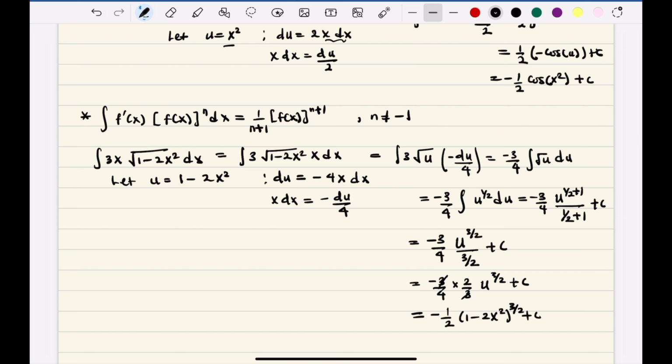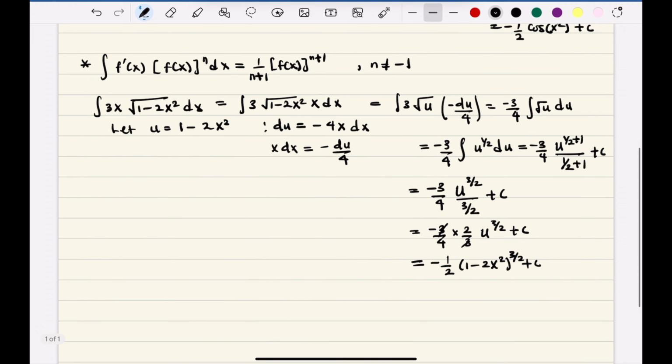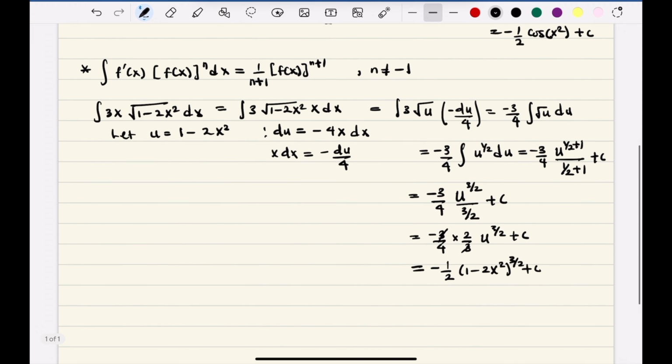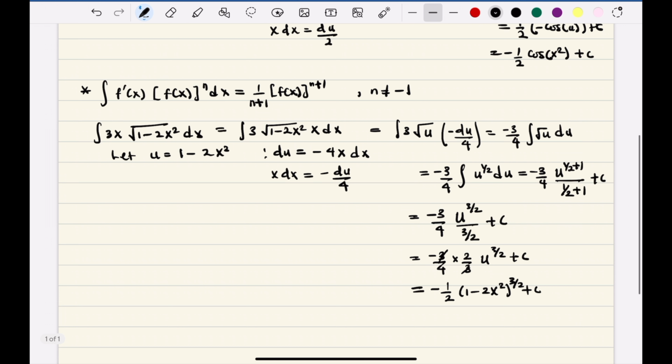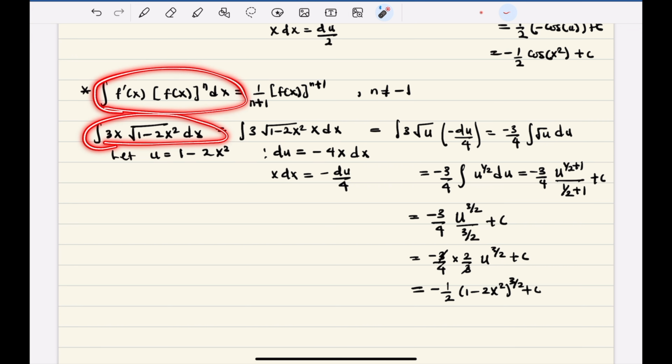One thing about using u substitution is that when you've integrated, you have to substitute back the value of your u. Since we've discussed that, how does this example relate to the earlier one? How does this problem here relate to this problem here?